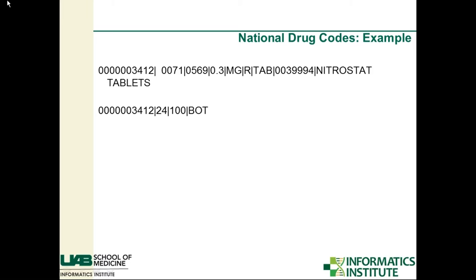So here's some examples. This is Nitrostat, nitroglycerin, sublingual tablet, 0.3 milligrams. And these are a couple of records from the FDA's database. And they have a unique identifier for this product, 3412. I don't know why they just don't use that as the identifier.